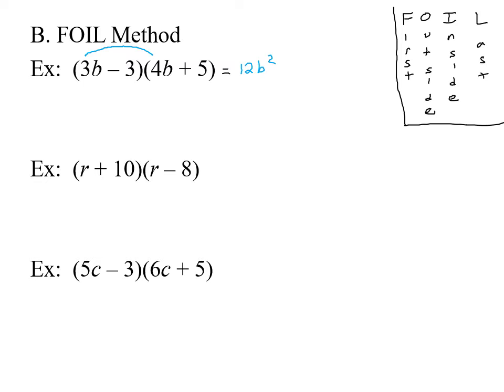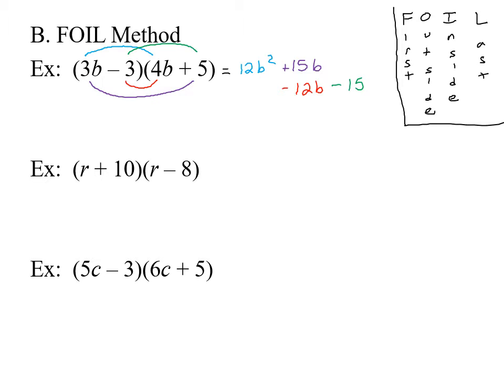Then I would do the outside, which would be the 3b and the 5. That would be 15b. 5 times 3 is 15. Then I would do the inside. The negative 3 times the 4 is negative 12b. And then I would do the last ones. The negative 3 times the 5 makes negative 15.